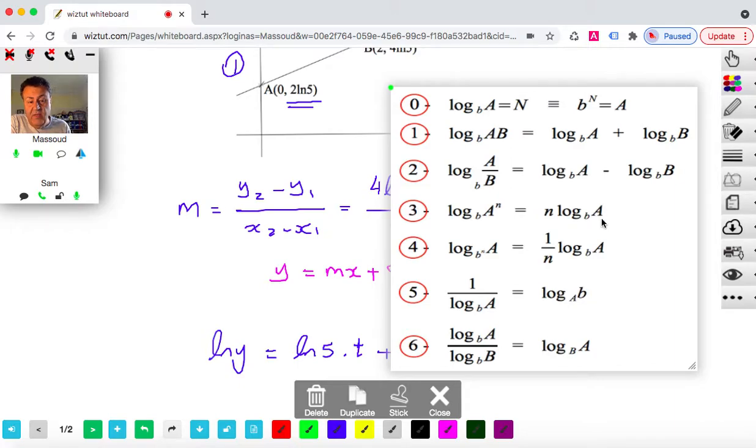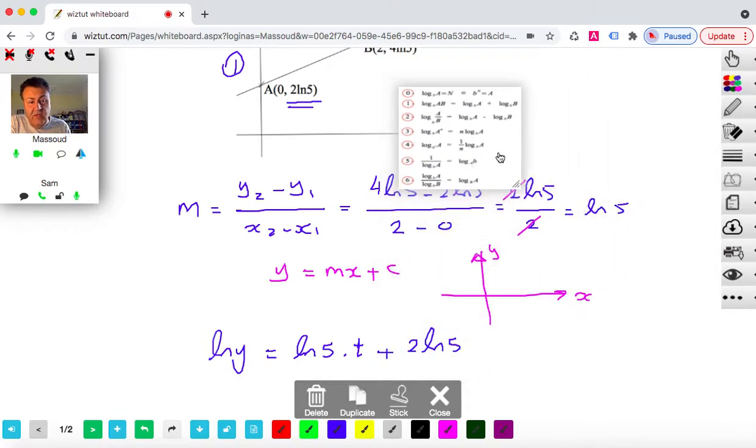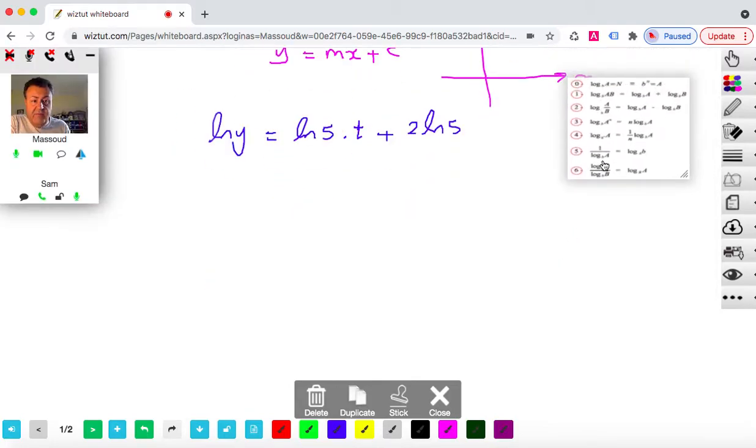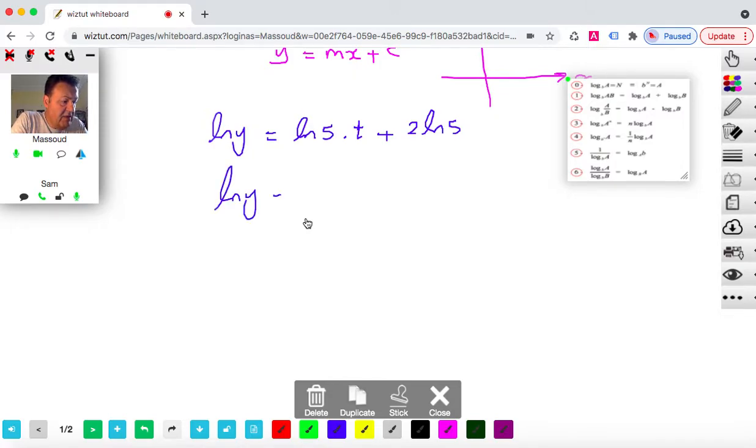power of the subject. So in our case, we can take this 2 here and make it a power of the 5. So it becomes log natural of 25. I'll keep this on the side in case we need it again. So we have log natural of y is equal to t log natural of 5, and then plus log natural of 5 squared, so 5 to the power of 2, which makes it 25.